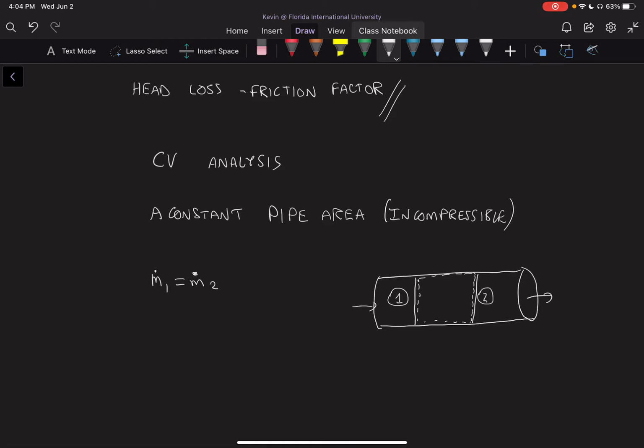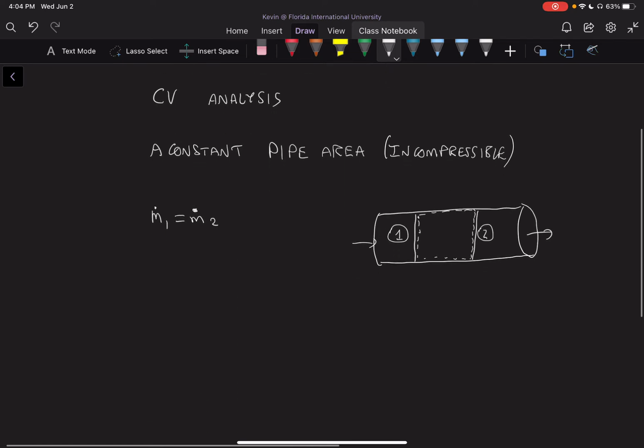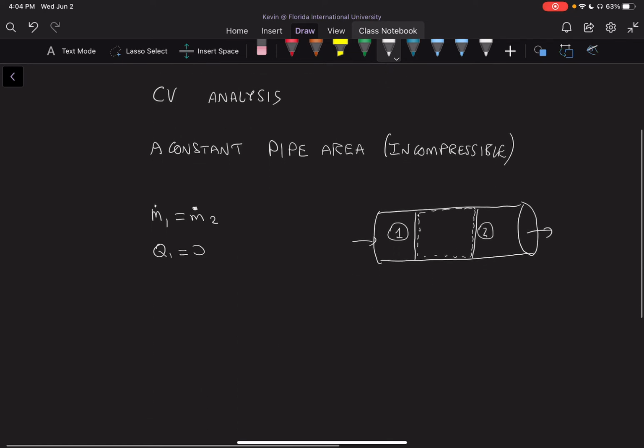Okay, and since it's incompressible, we can also say that Q1 is equal to Q2. Okay, the volume flow rate is equal to the volume flow rate at the exit. And in addition to this, we can also say that velocity 1 is equal to velocity 2 because the areas are the same. Okay, so if we assume that the area coming in, A1, is equal to A2, we can say that V1 is equal to V2. Okay, just a very simple flow analysis through the pipe.